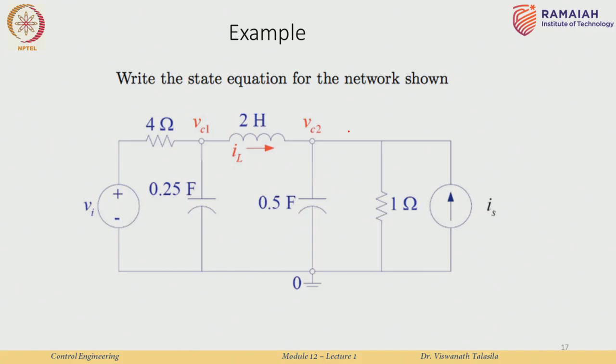Okay. So, the states for this particular system will be Vc1, Vc2 and IL. Okay. And so, let us actually try to write down the dynamics of each of these variables, the time derivative of this one. Okay.